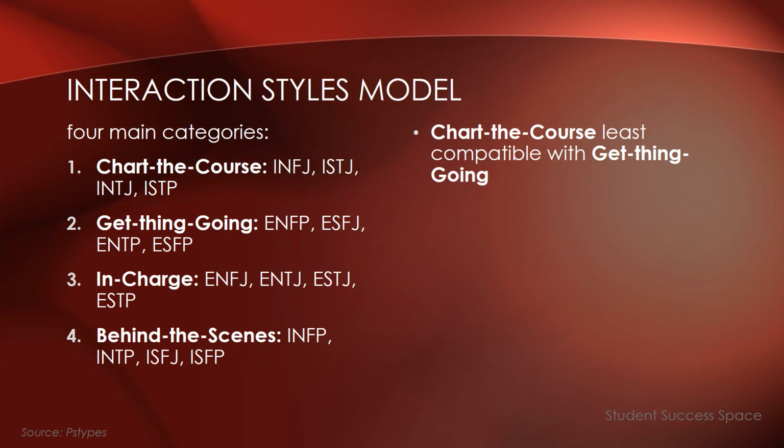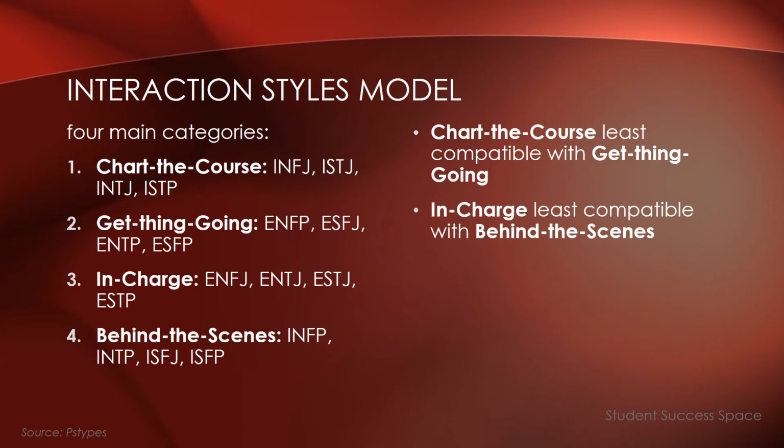So as we look at this, we want to realize that our chart the course people are actually least compatible with get things going people. Okay, so when you look at this on the left-hand side, you're going to see that for our chart the course people, so if you're an INTJ, the get things going type, like an ENFP, would be least compatible. Our next one we want to look at is how the in charge are least compatible with our behind the scenes people. And they're really going to struggle to maintain relationships and to communicate, as well as make decisions.